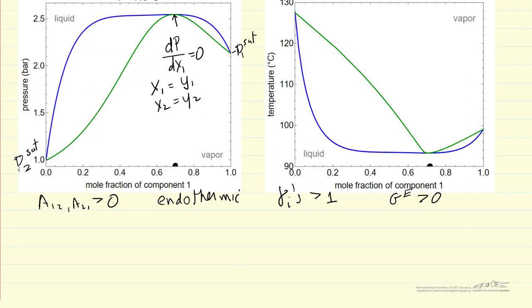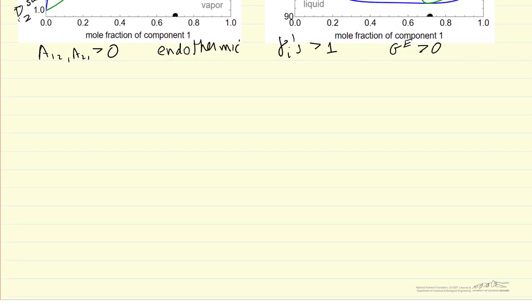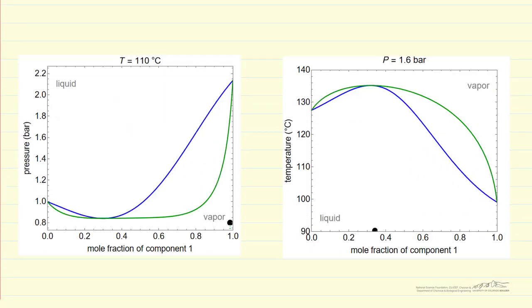Well, the other extreme is when we have negative deviations. And let's look at what those curves would look like. So here are negative deviations, and they're sufficiently large that, again, we have an azeotrope. x1 equals y1. The derivative of pressure with respect to x1 is 0. We have a minimum in pressure, which means we have a maximum in temperature. So the mixture doesn't want to be in the gas phase as readily as the pure components, which means it boils at a higher temperature.